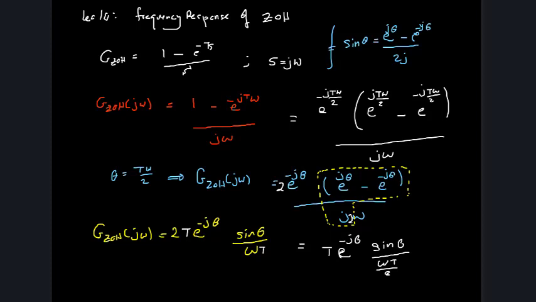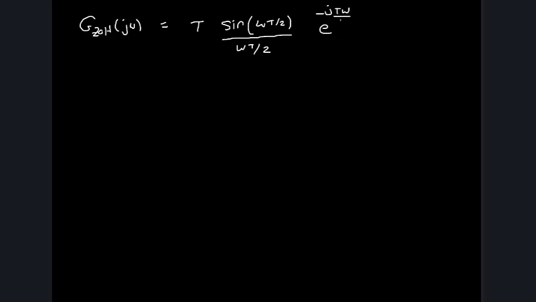So now let's substitute T omega over 2 instead of theta. So now the frequency response of the zero order hold will be T sine(omega T over 2) over (omega T over 2) times exponential of minus j T omega over 2.